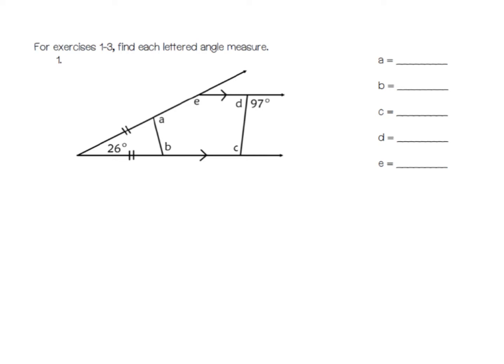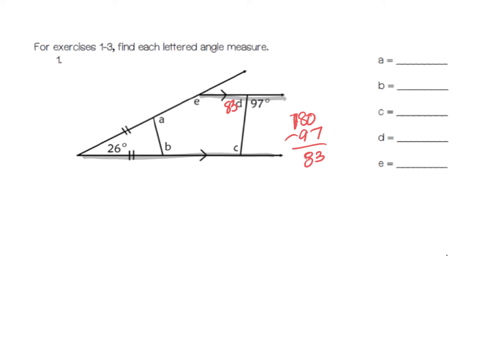D and 97 are a linear pair. So if I take 180, subtract 97, I'm changing my colors here. So, 180 minus 97 is going to give me 83. So D is 83. Now I also notice that I have some parallel lines here, right?